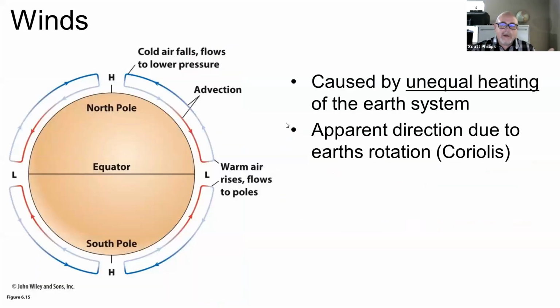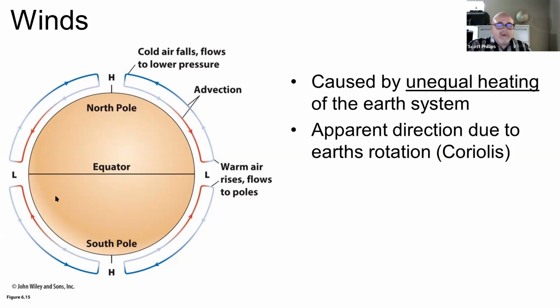All right, next I want to talk about how these high and low pressure systems plus Coriolis force affect the pattern of global climate. So just to recap, winds are created by the unequal heating of the Earth's system, and their direction is influenced by that. Their apparent direction is because of the Earth's rotation due to Coriolis force. So let's start with the first one.